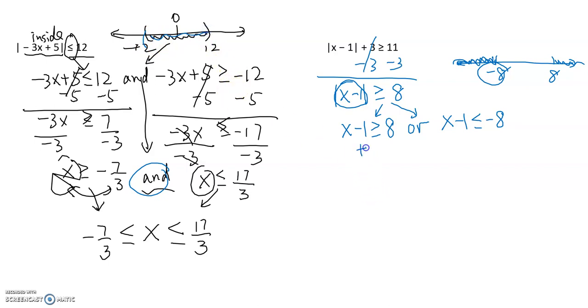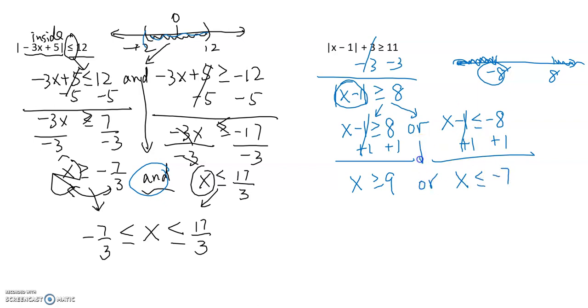Okay, now we can solve each inequality, because without absolute value signs, we can solve for x by doing opposite operations. So x less than or equal to -7. We keep the word or there.